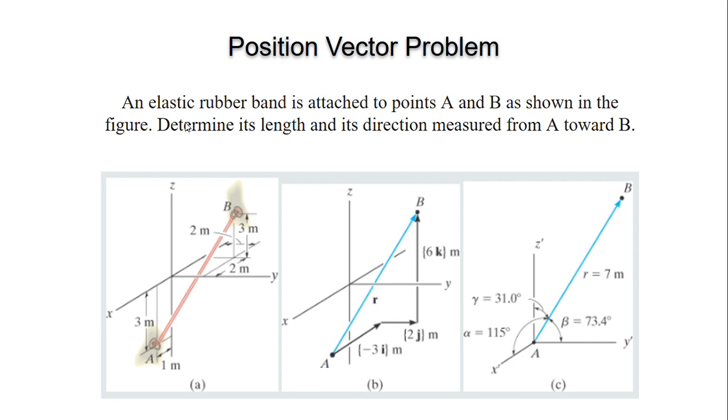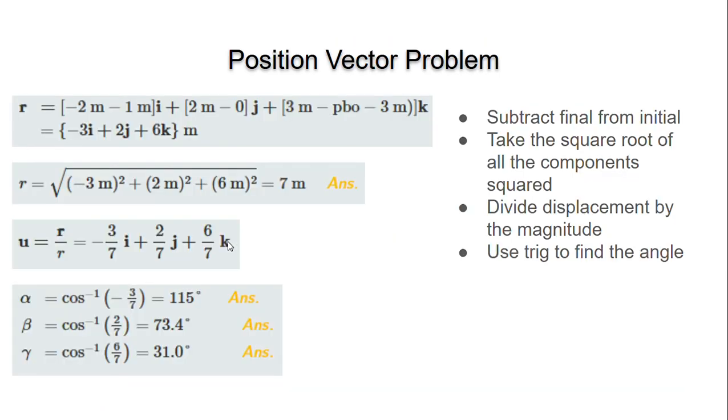And for our problem, we have an elastic rubber band. It's attached to points A and B, as shown in the figure, as you can see right here. And we'll determine its length and its direction measured from A toward B. And in length, they mean magnitude. How far is the rubber band going? What length is it? And analytically, it's a pretty straightforward problem.